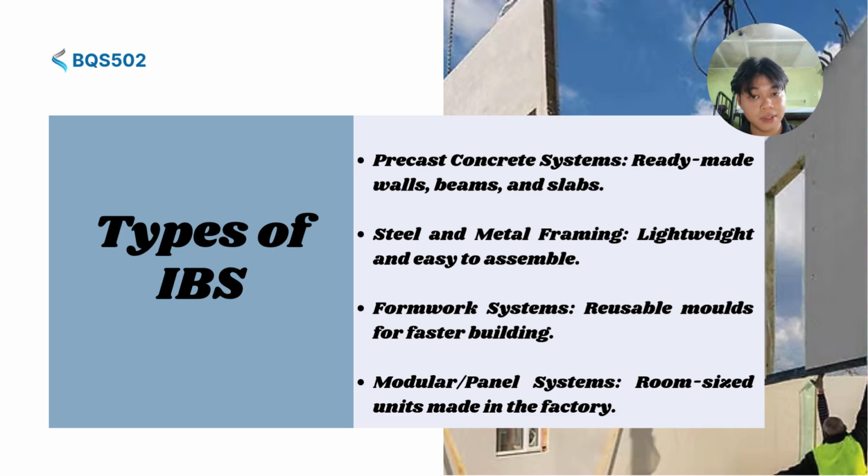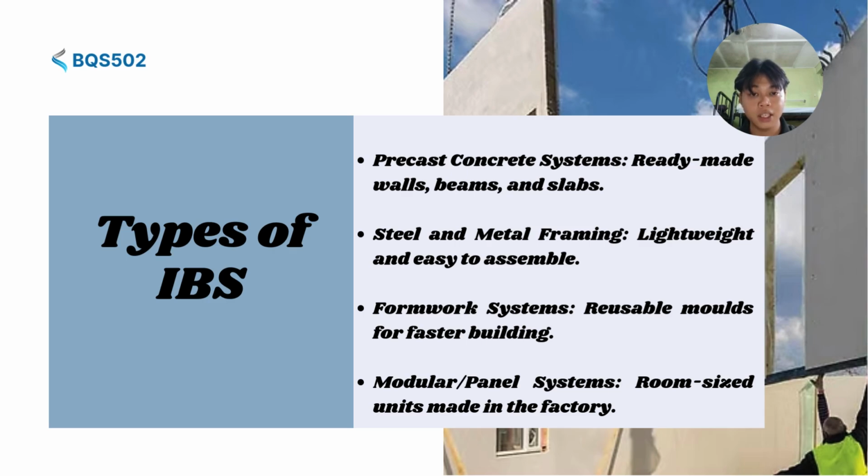My name is Jerry James. Next, I will continue with the types of IBS. There are several main types of IBS used in Malaysia. The first is precast concrete, where walls, beams, and slabs are made in the factory and assembled on site.